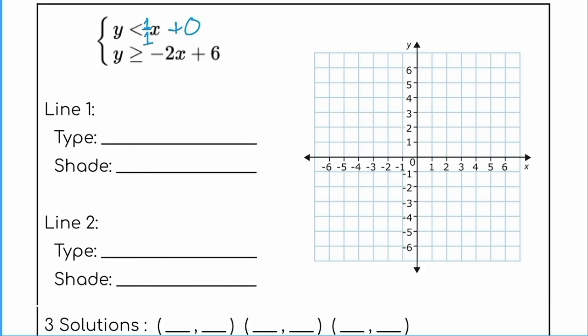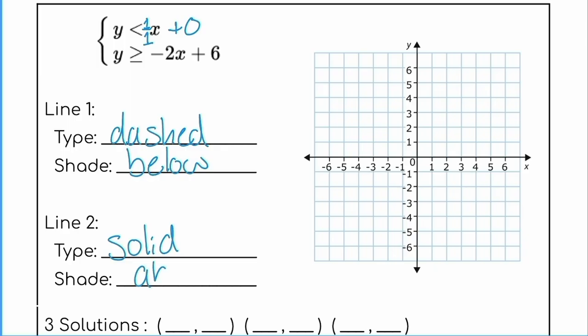With line 1, are we going to do a dashed or a solid line? Dash. And are we going to shade above or below? With line 2, are we going to have a dashed or a solid line? Solid. And are we going to shade above or below? Above. All right.